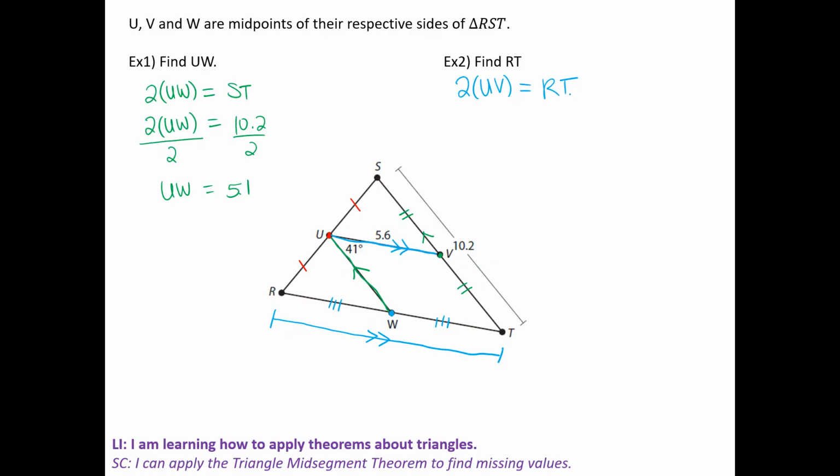And again, plug in what we know. We know that UV is 5.6, and we're trying to figure out RT. I can quickly multiply 2 times 5.6, and I get 11.2, and there is RT. All right, let's move right along to the next one.